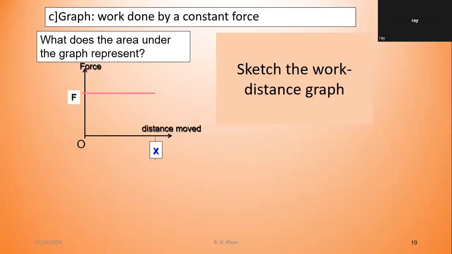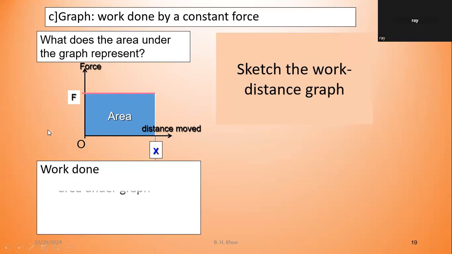Okay, how to draw the graph? Work by a constant force. That's the force, that's the distance moved or displacement. That's the force. So the work done is the area under the graph, F times x.